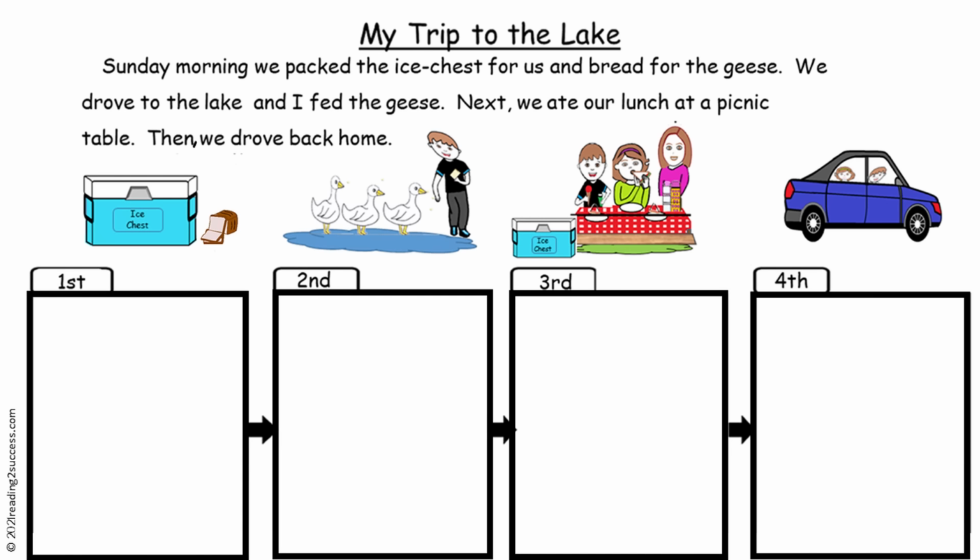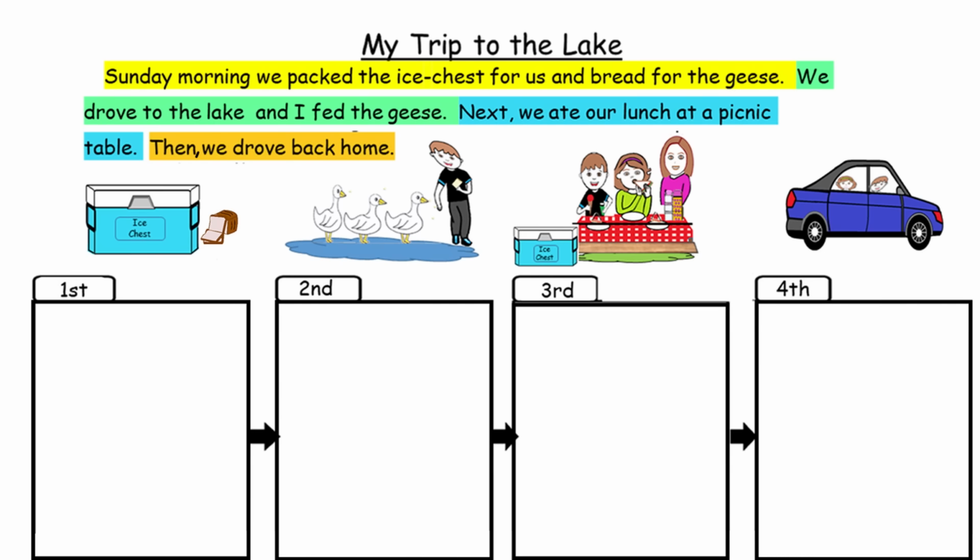Now with kids, read the story, My Trip to the Lake. Now have kids highlight the first event in yellow, the second event in green, the third event in blue, and the fourth or last event in orange.